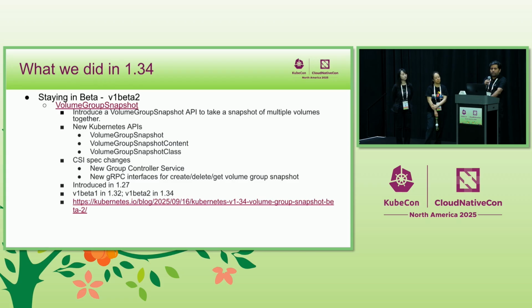And with this, there are 3 new types: volume group snapshot, volume group snapshot content, and volume group snapshot class. And then we had to make changes to the CSI spec as well to make this happen. So we introduced a group controller service and proposed new RPC interfaces for creating, deleting, and getting a volume group snapshot. The reason we had to move from beta 1 to beta 2 was we found some problems with the earlier implementation, and we had to make changes in the newer beta 2 APIs.